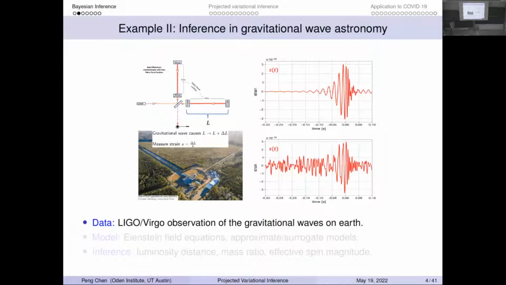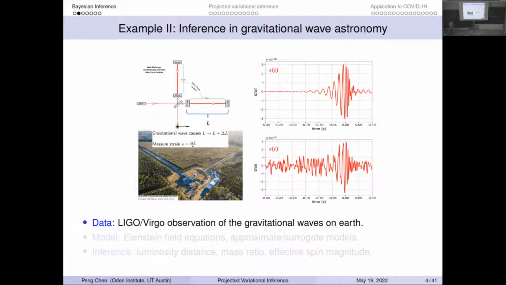Essentially, it's like our Earth is a ball in the water, and if there's some excitation, some wave propagation, you can see that the ball changes its phase or position. This can be detected by two long arms on Earth. This is the LIGO and Virgo observation of a gravitational wave on Earth. Essentially, as the wave passes by the Earth, there is a shift of the strain, of the light bouncing back from the mirror in the two long arms. The magnitude is very small, about 10 to the minus 22, and it's very precise.